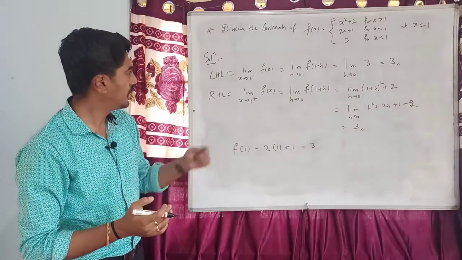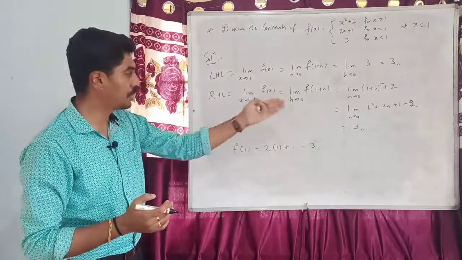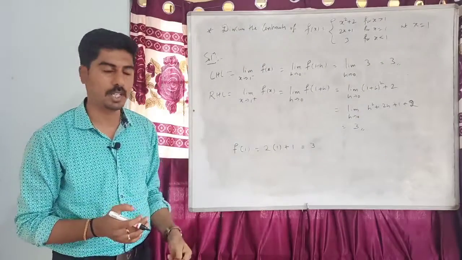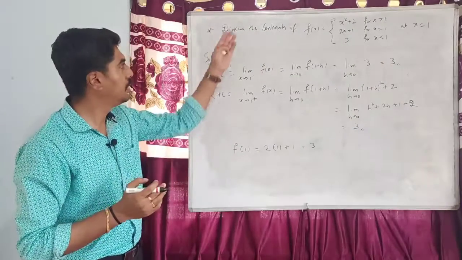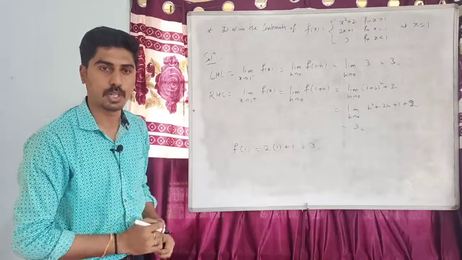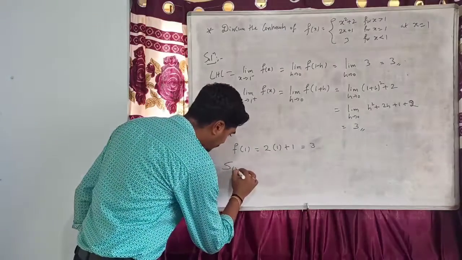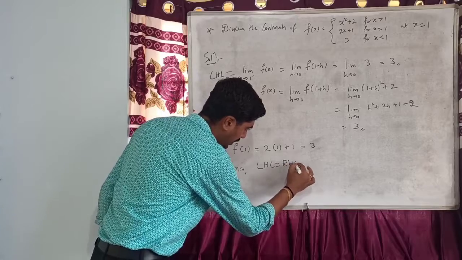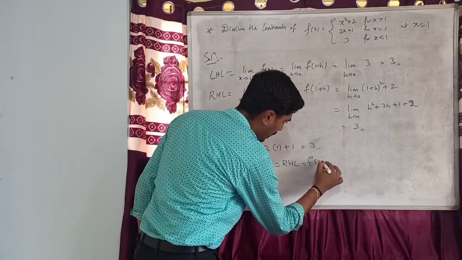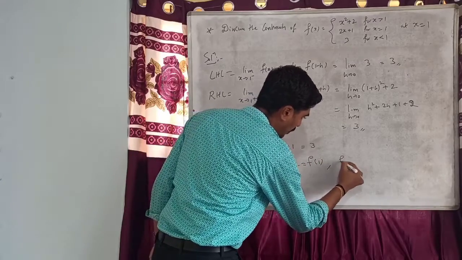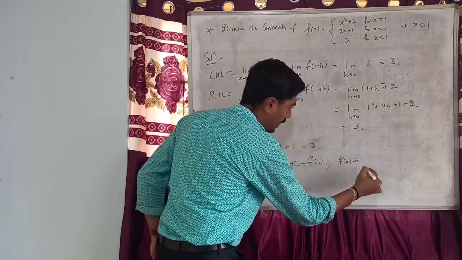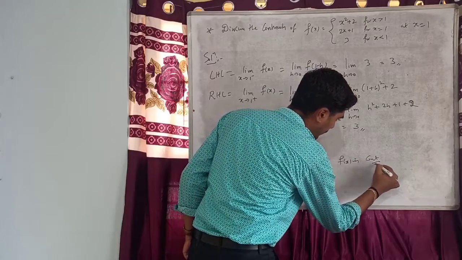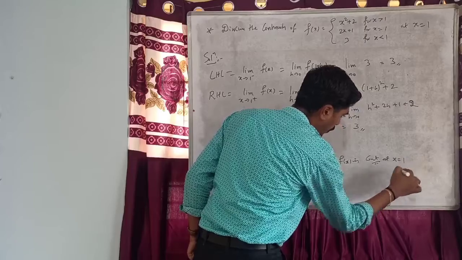If I observe here, LHL equal to 3, RHL equal to 3 and f of 1 is also equal to 3, and therefore this function is continuous at x equal to 1. Since LHL equal to RHL equal to f of 1, f of x is continuous at x equal to 1.